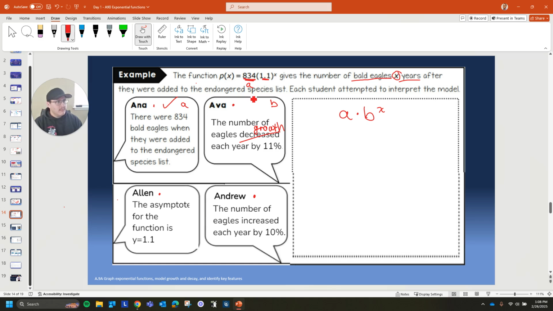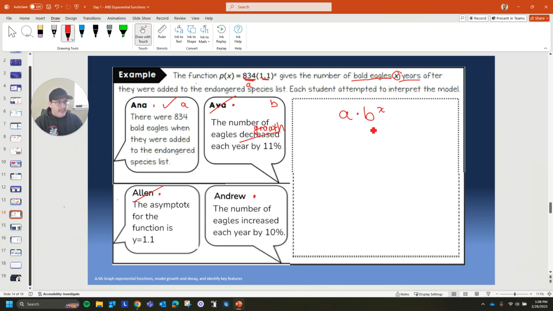Therefore, Alan is wrong. Ava was wrong, Alan was wrong. Andrew: the number of eagles increased each year by 10%. So, is there an increase happening? Yeah, there's an increase. Now, do we know if it's 10%? Well, let's figure that out.